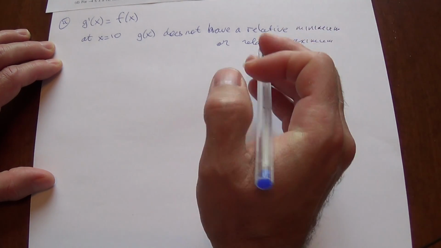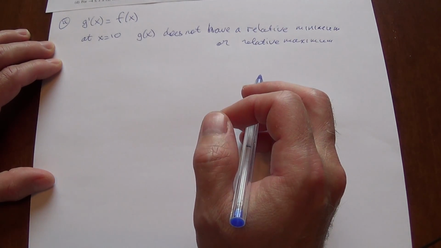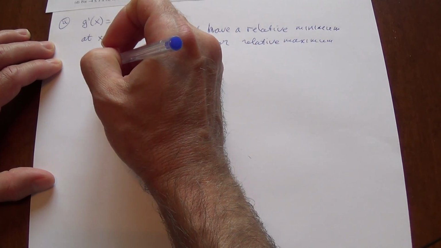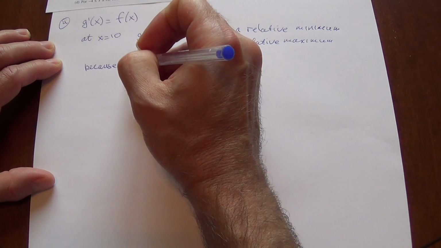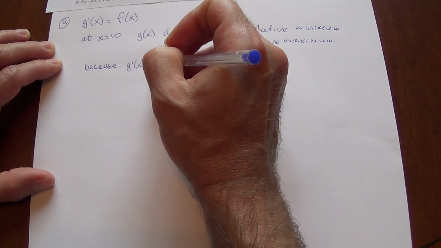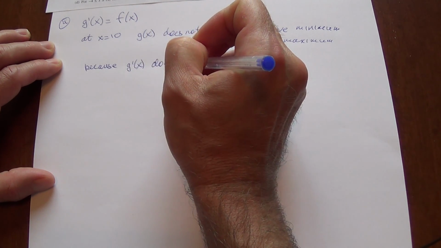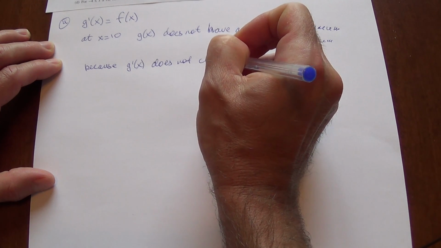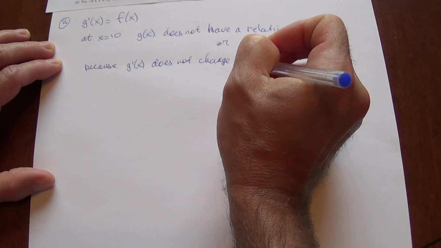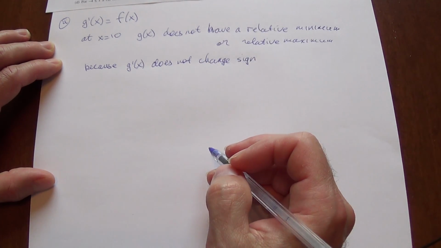So that's just the answer. We need to justify it. So to justify it, because g prime of x does not change sign. And that's it.